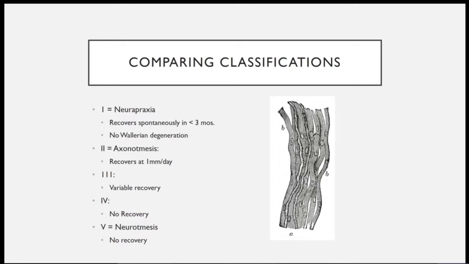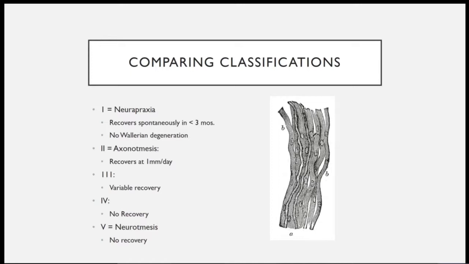Grade 3 injuries have variable recovery. It really depends on the type of injury and the patient. But grade 4 and grade 5 injuries, so ones where you either have a complete fascicle disrupted or the entire nerve disrupted, these do not recover. And these will not get better over time. And these require surgery.